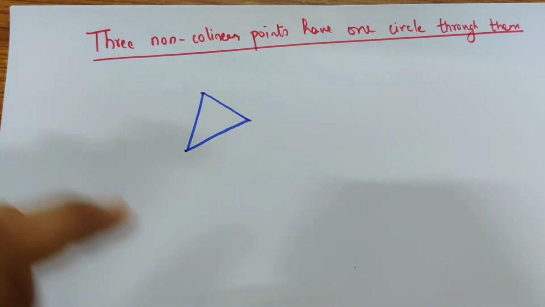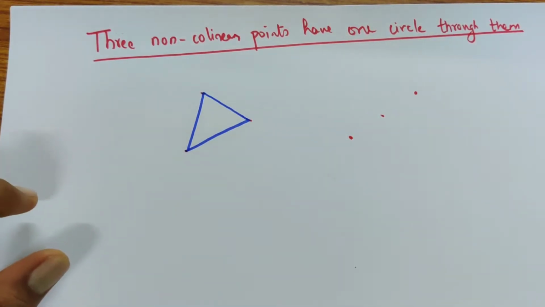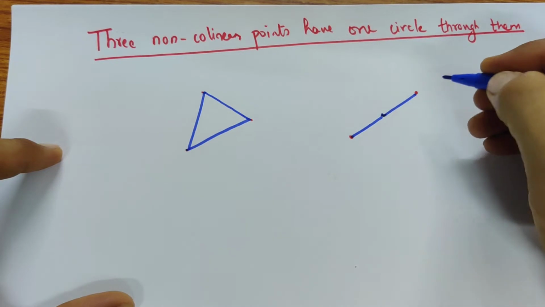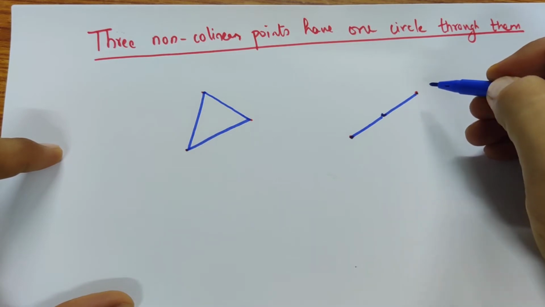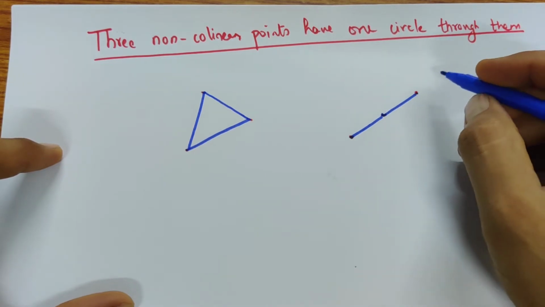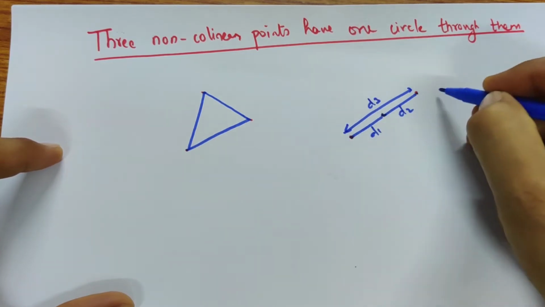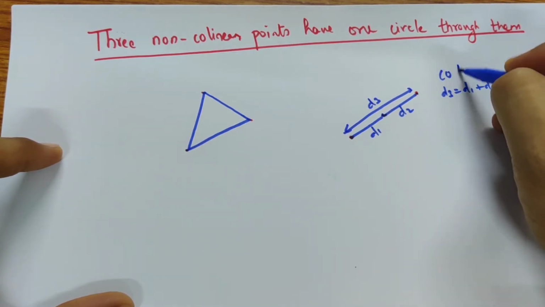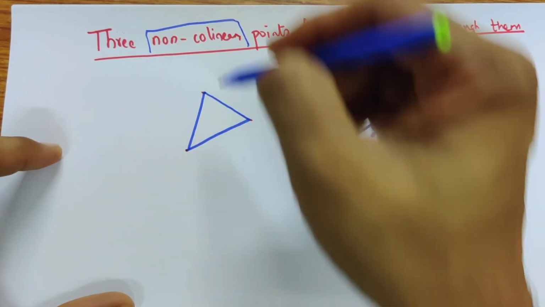If 3 points are in a straight line, then this length plus the length between these 2 points will be equal to the length from the first to the last point. So they are in a straight line, so the triangle inequality will not hold. It will be like a straight line equality. So if you have distance d1, distance d2, and distance d3, d3 will be equal to d1 plus d2. This is collinear. So if it is non-collinear, then it will form a triangle.